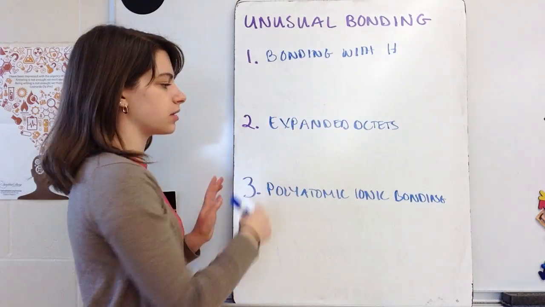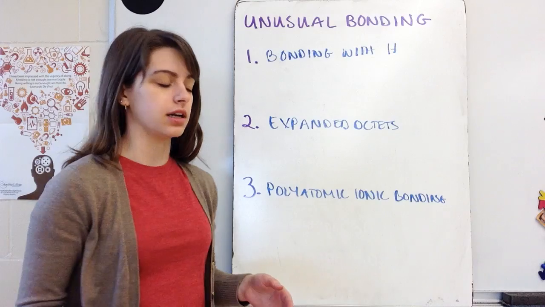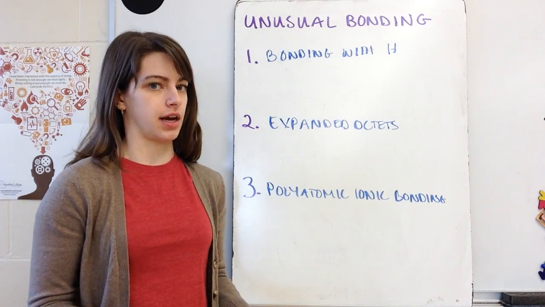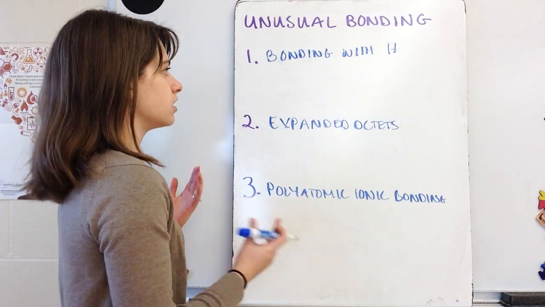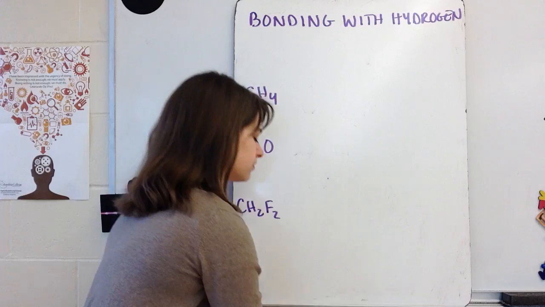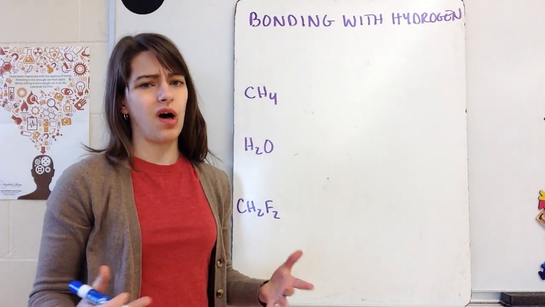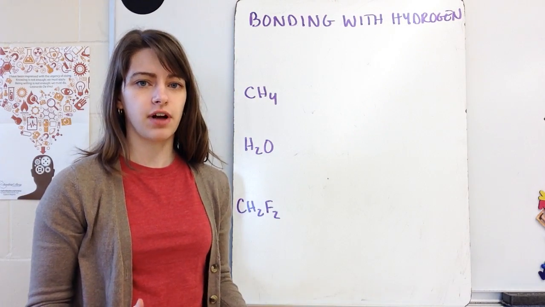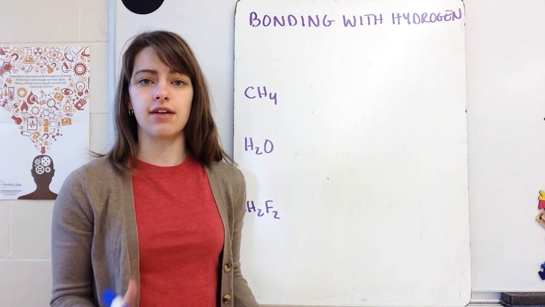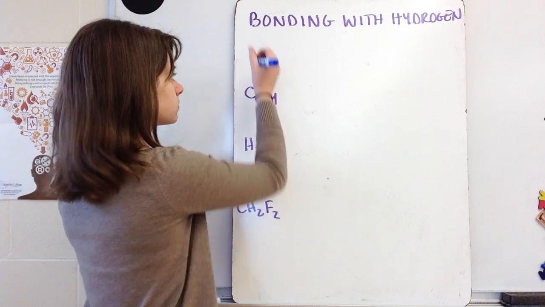So these first 2 that we're going to talk about deal with covalent bonding, and the last one is focusing on mostly ionic bonding. We'll talk about that when we get there. So let's start with bonding with hydrogen. Now, hydrogen's not all that weird when it comes to bonding, but it has one main exception, and that's the fact that hydrogen does not follow the octet rule.